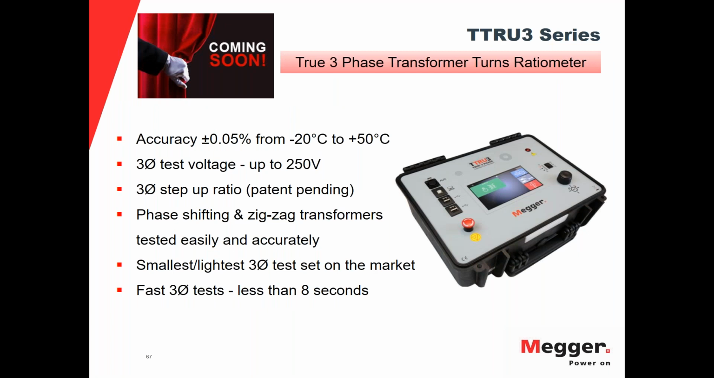But we have a true three-phase transformer turns ratio meter. This is a true three-phase unit that you can use in both step up and step down mode. Very quick, 8 seconds testing. And it's very useful for doing anything with phase shifting or zigzag. You can do it very quickly and very accurately.